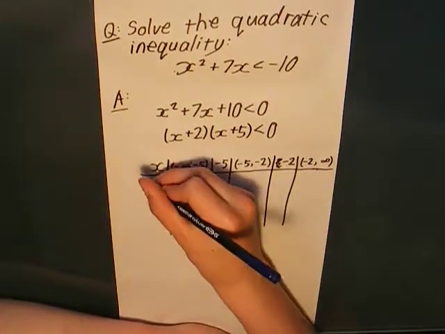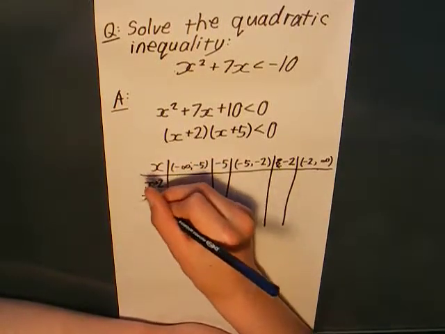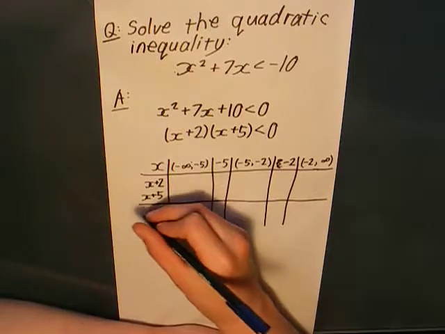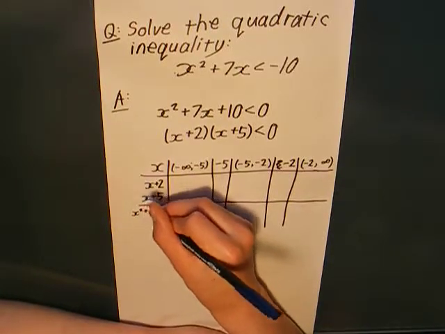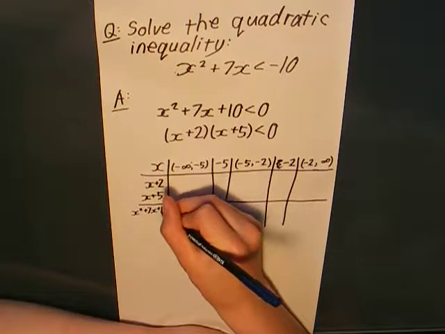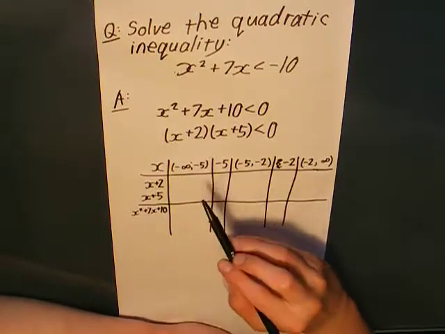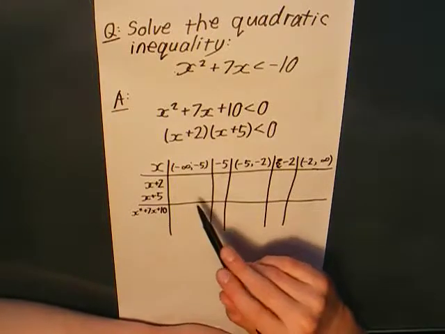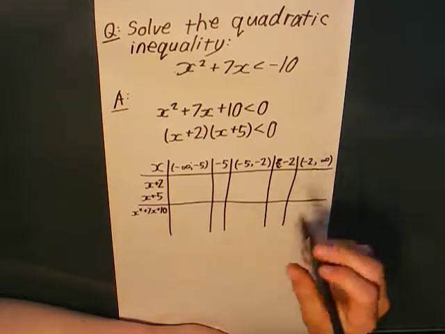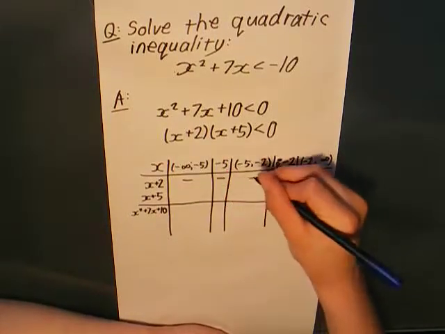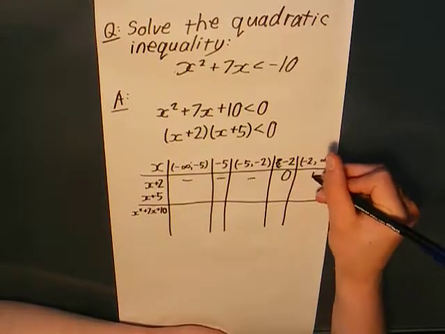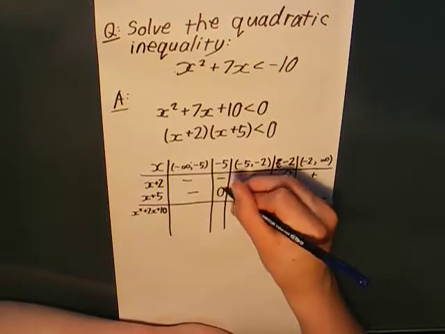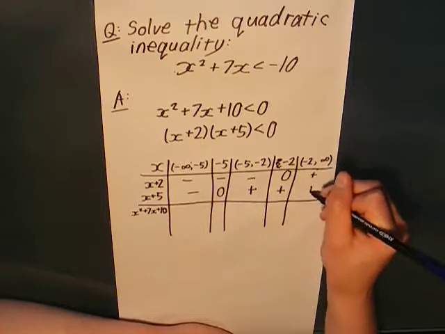Right, so down here I've got my x plus 2, my x plus 5, and my x squared plus 7x plus 10. I know that x plus 2 is increasing as x increases. I know it's 0 at negative 2. So it's going to be negative up until negative 2, 0 at negative 2, and positive afterwards. And this one's going to be negative before negative 5, 0 here, and positive afterwards, because again it's increasing.